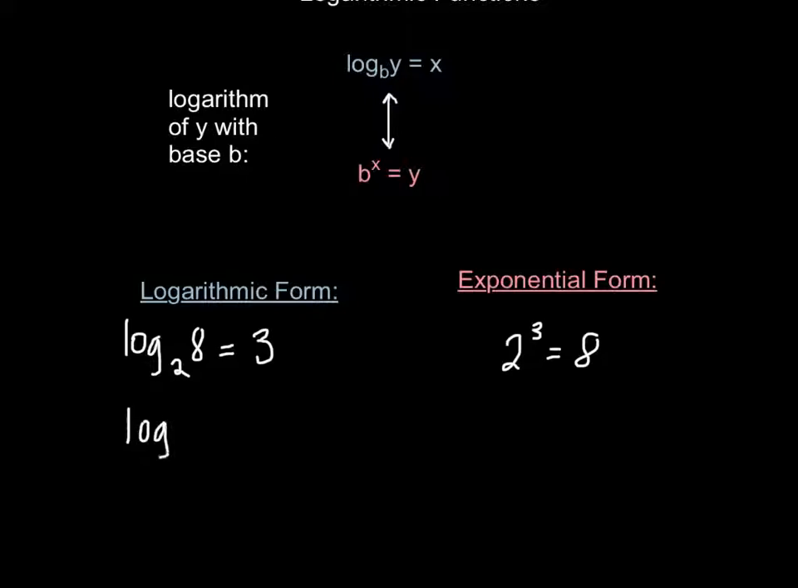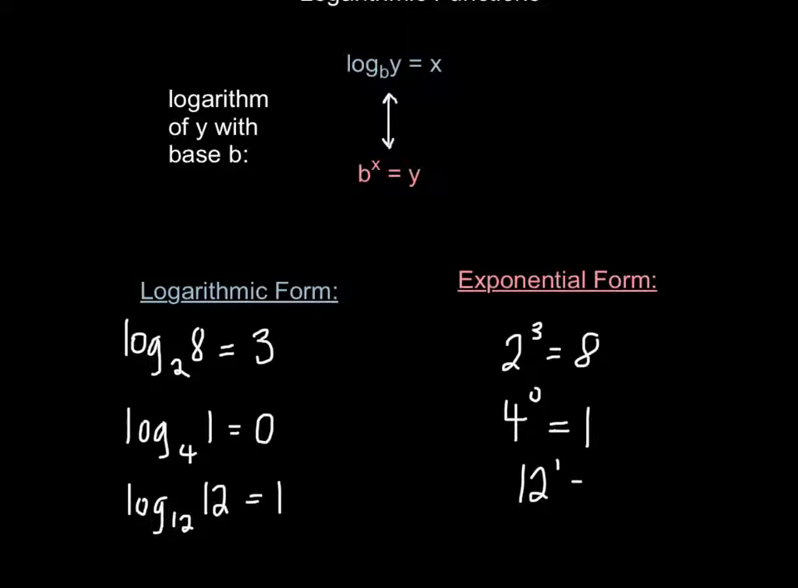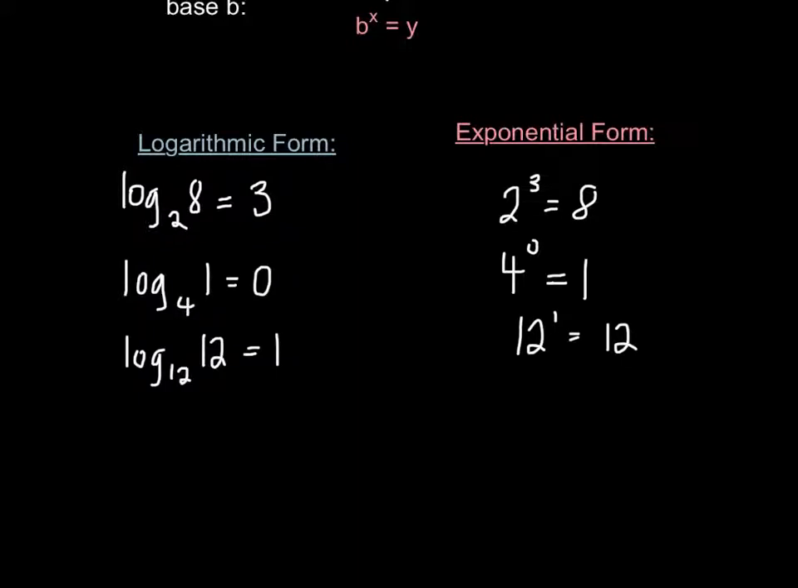Log base 4 of 1 equals 0. Therefore, 4 to the 0 equals 1. Next, log base 12 of 12 equals 1. 12 raised to the first power equals 12. Finally, log base 1/4 of 4 equals -1, because 1/4 to the -1 equals 4.